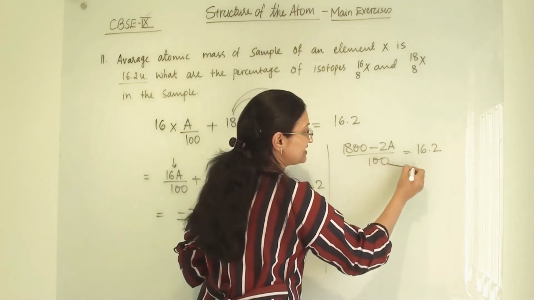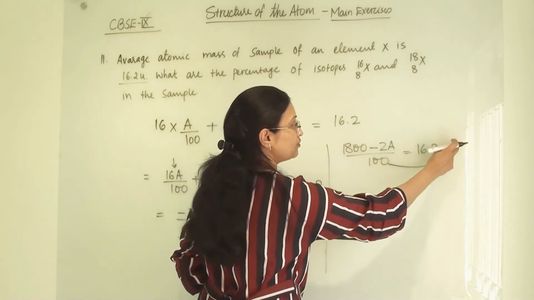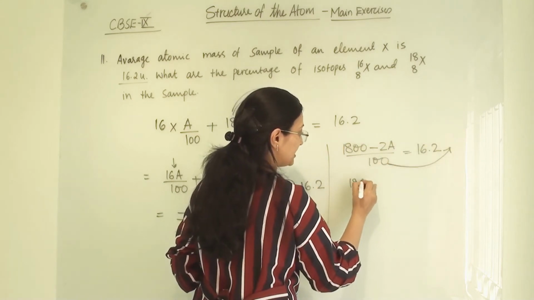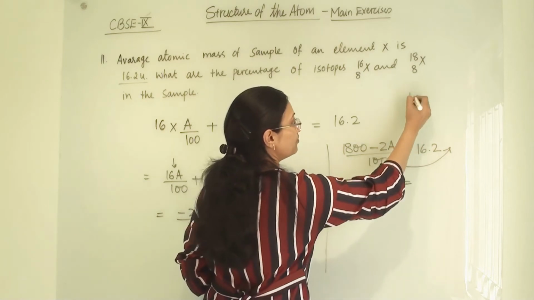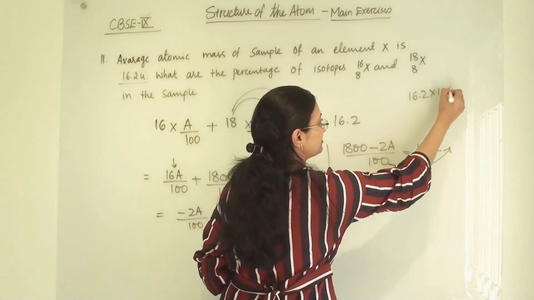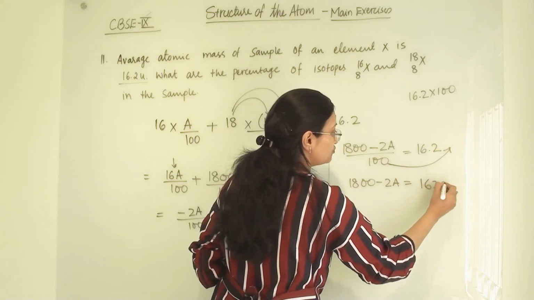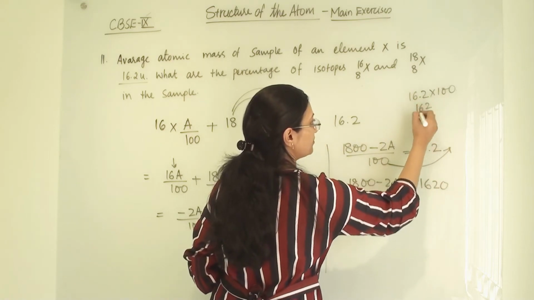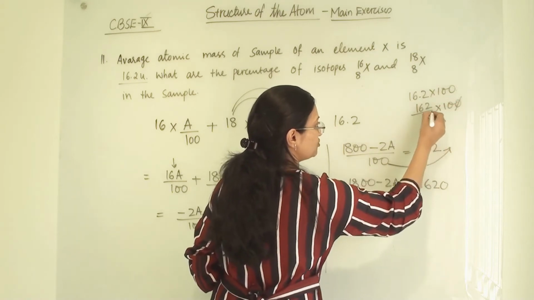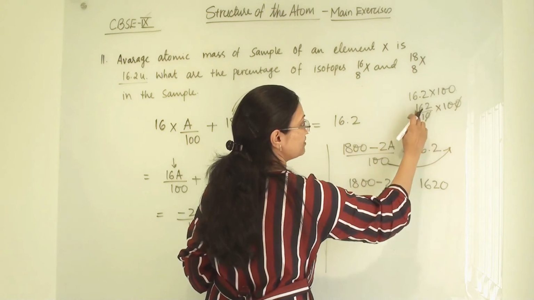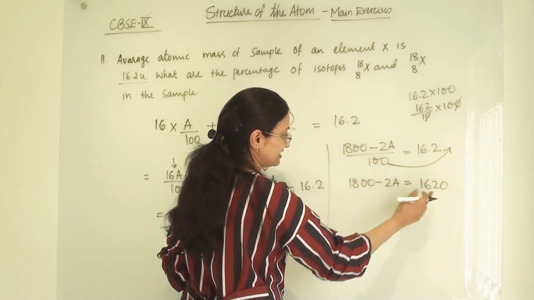Now we can take this 100 towards this side. This is in the denominator, so it will go in the numerator. So it is 1800 minus 2A equals, when 16.2 is multiplied with 100, it becomes 1620. Why? Because it is 162 divided by 10 into 100. So 10 will get cut and we will get here 1620. So 1620 we will get here.